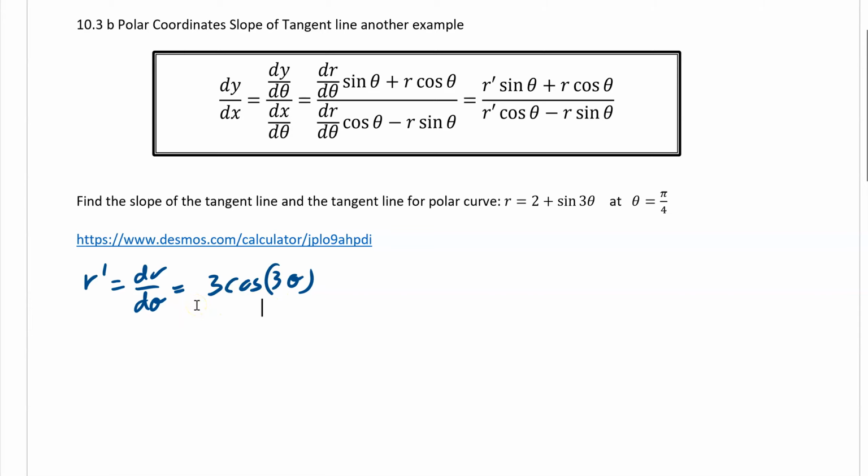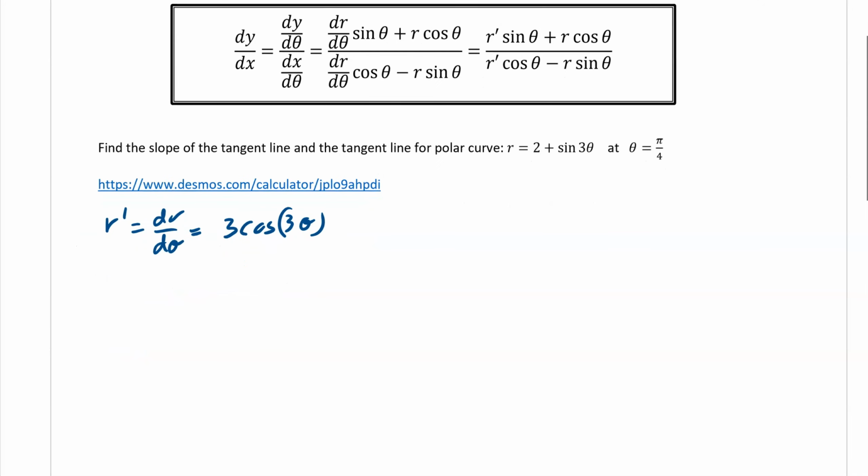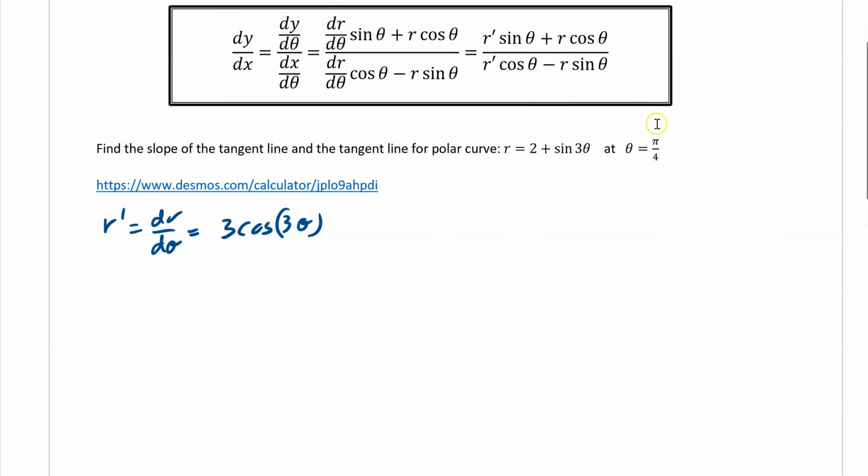Okay. So now we're going to plug it all in. So we end up with 3 cosine of 3 theta sine of theta plus 2 plus, and you can already see, wow, this is a lot, right? So a nicer way to do it is to just plug it in parts. And so what we're going to do is plug theta equals pi over 4 into r and find it. Plug theta equals pi over 4 into r prime and find it. Plug theta equals pi over 4 into sine and cosine and find them. And then just plug the values in. So simplify them in parts.